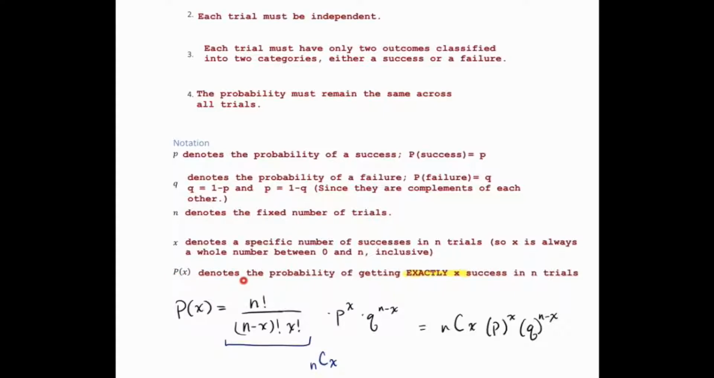P of x denotes the probability of getting exactly x successes in n trials. And we have a formula for this. The probability of x successes is n factorial divided by n minus x factorial times x factorial, times p to the x and q to the n minus x. And if you notice, n factorial over n minus x factorial times x factorial is the same thing as n choose x, so we can rewrite our formula, as you see highlighted in yellow on the bottom right corner of the screen.